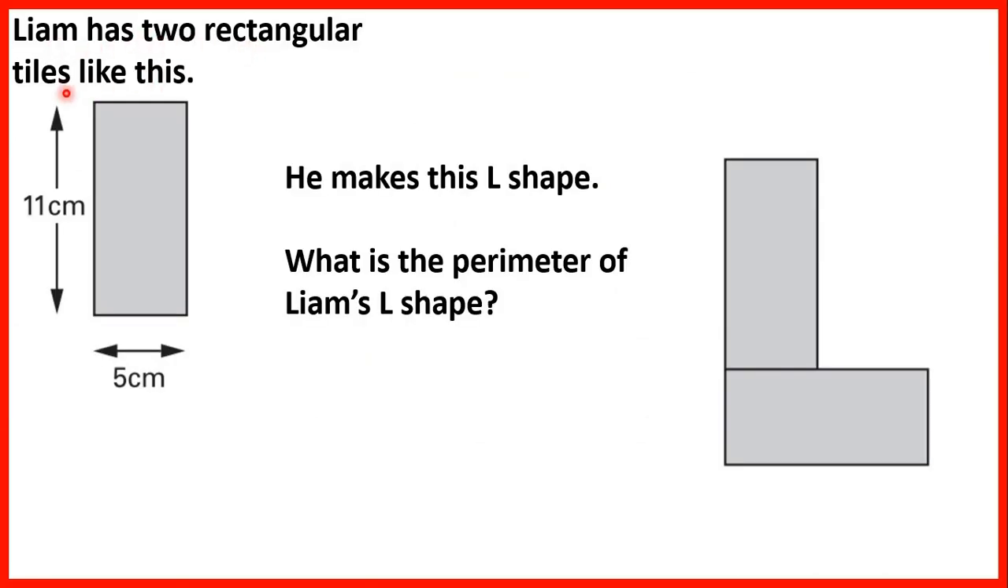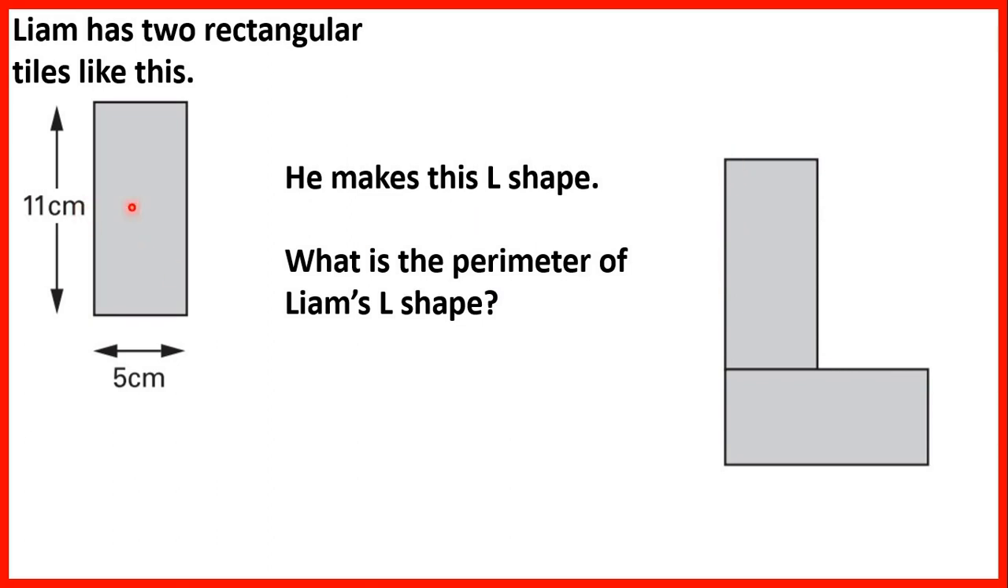Liam has 2 rectangular tiles like this. He makes this L shape. What is the perimeter of Liam's L shape? So remember, the perimeter is the distance around the outside of the shape.